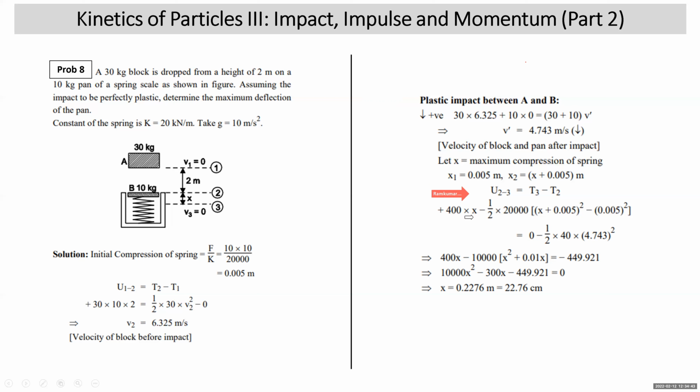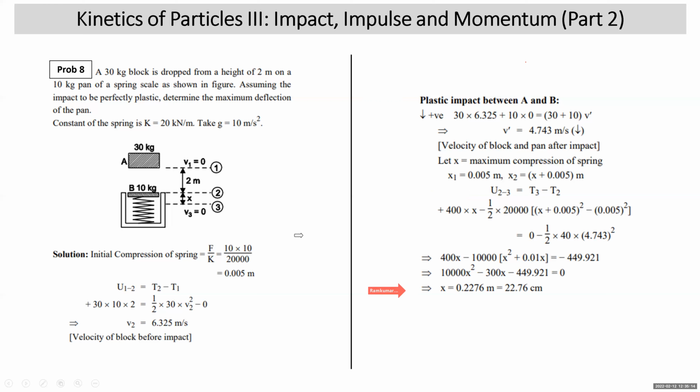The weight of the block and the pen will do positive work, minus half K. K is 20,000, X2 square minus X1 square. The entire system comes to rest, so T3 is 0. Minus half into M, where M is the mass of the pen and the block, 30 plus 10, into its velocity just after impact, 4.743 square. So if you solve and simplify it, you get the value of X as 0.2276 meter or 22.76 centimeter.